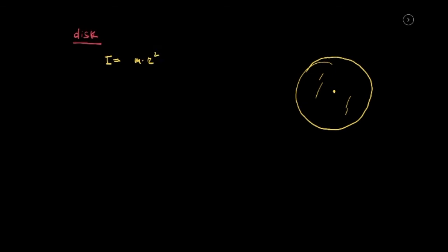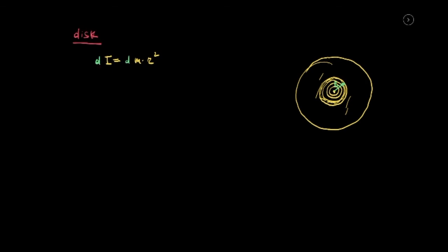So we can divide this disk into small coaxial hoops. Now let's take one of the hoops, which is located at a distance r from the center. The distance to this hoop is equal to r, and the mass of the hoop is equal to dm. Then the moment of inertia, dI, would be equal to dm multiplied by r squared.